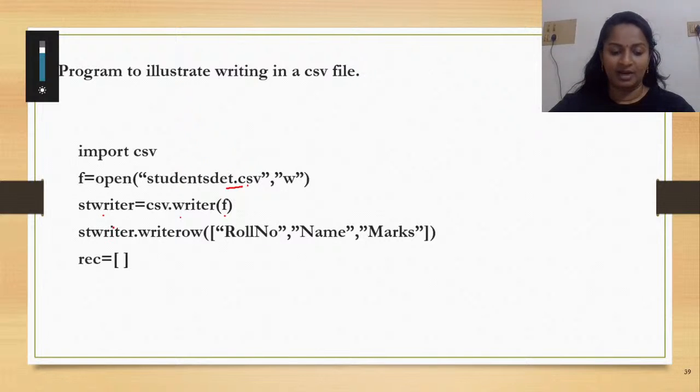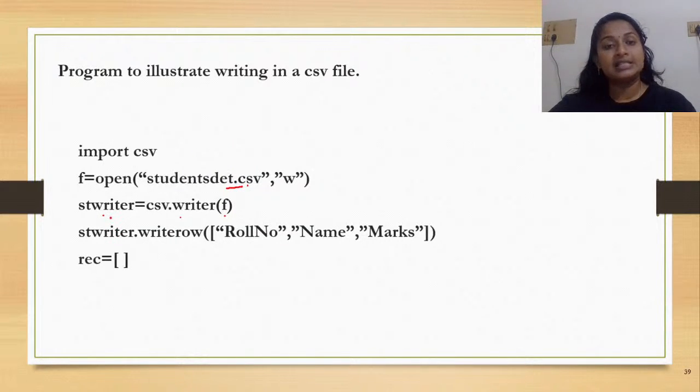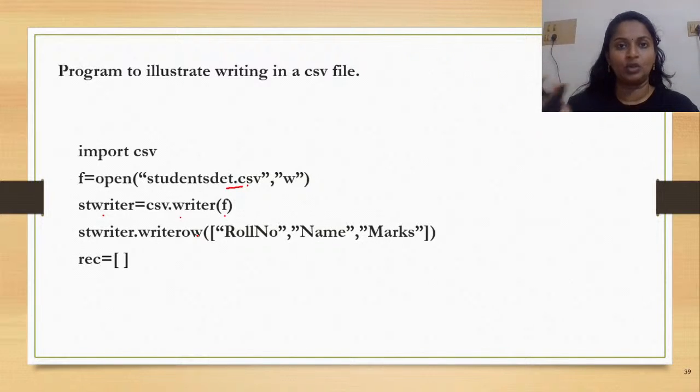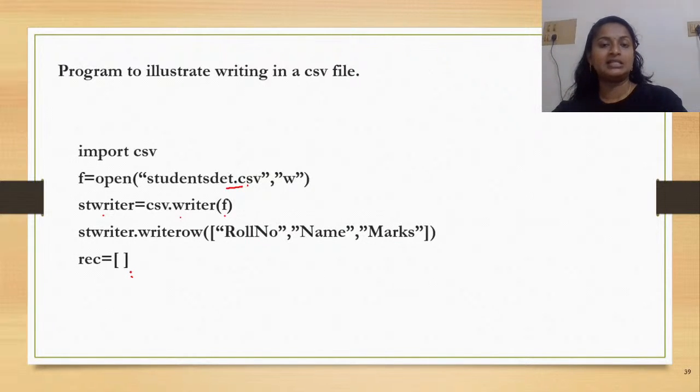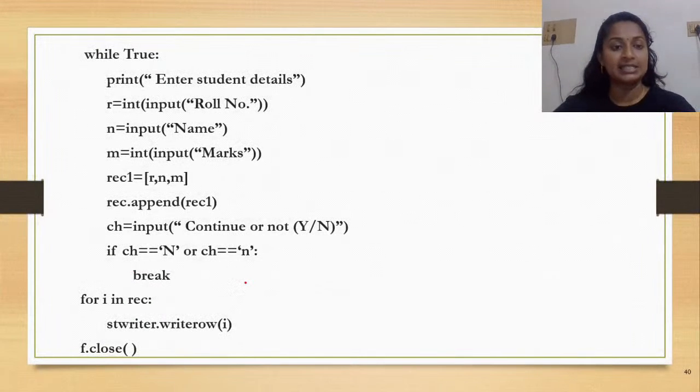This function is going to return a writer object. Now, using this writer object, we are going to invoke the methods writerow and writerows. The first thing that we're going to write on the file is your header. The row is your header row. So this is supposed to be your header. We have declared an empty list, which is supposed to be the nested list.